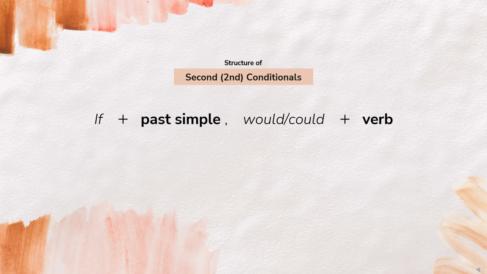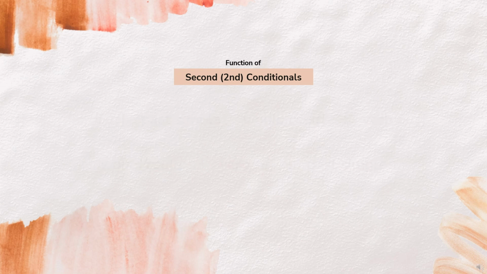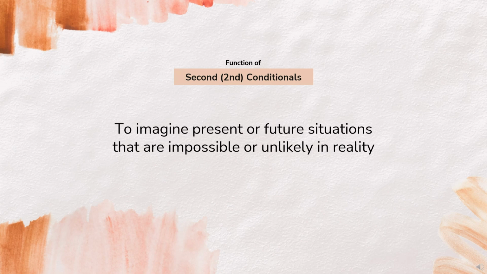What does the second conditional look like? If plus past simple, comma, would or could plus verb. This structure can also be inverted: would or could plus verb, if plus past simple. No comma is needed in the inverted structure. Second conditionals are used to imagine present or future situations that are impossible or unlikely to happen in reality.